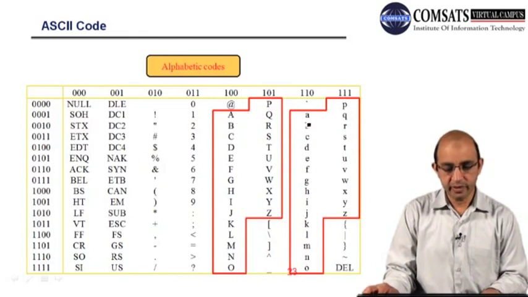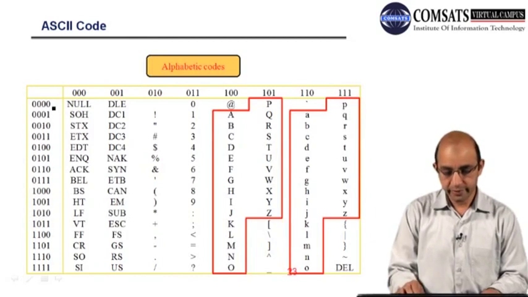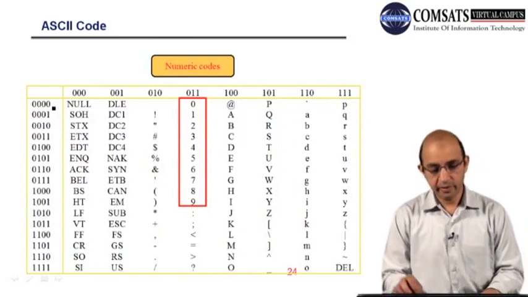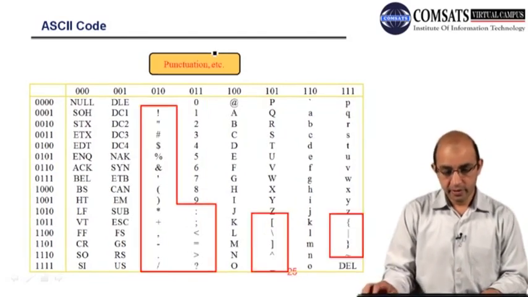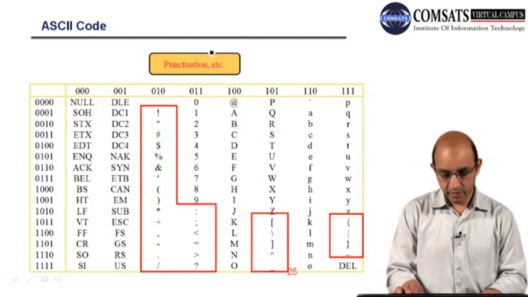For example, if you want to represent a capital P, we will have 1 0 1 and then 0 0 0 0, right? And if you have to represent a small p, we will have 1 1 1 and then 0 0 0 0. So these are the alphabets, right? And this is the numeric codes, right? If you have to represent 5, we will have 0, 1, 1, and then the 5, right? And these are the punctuations, right?